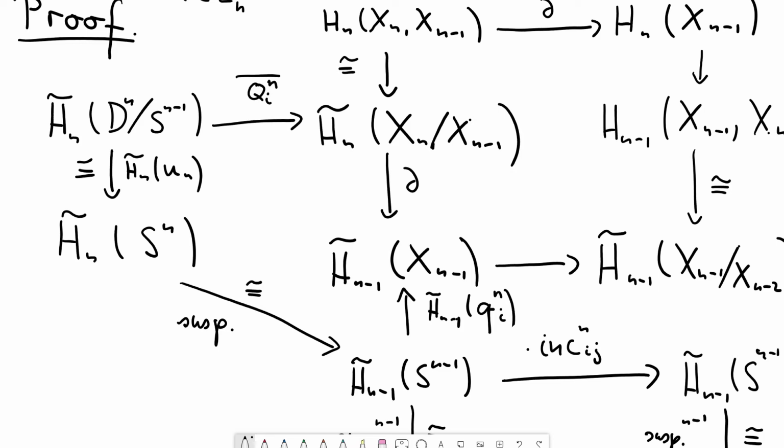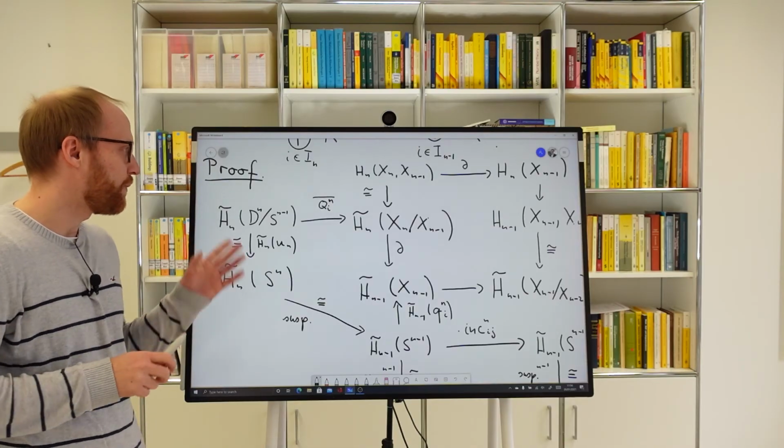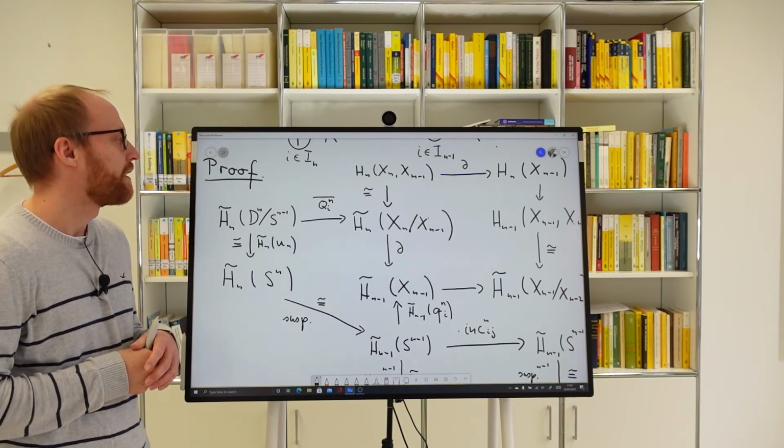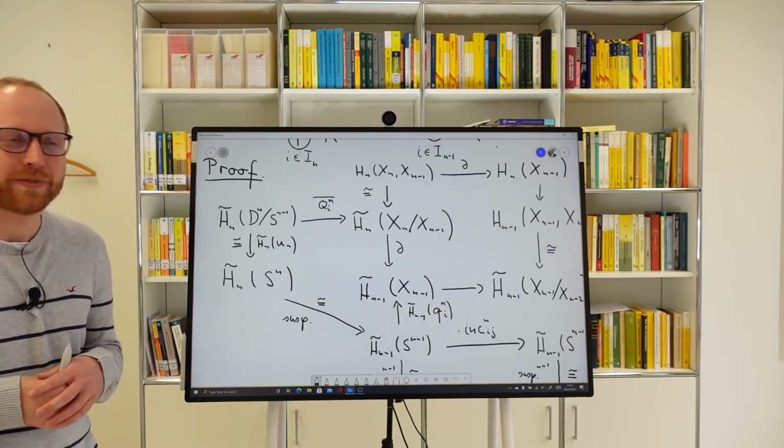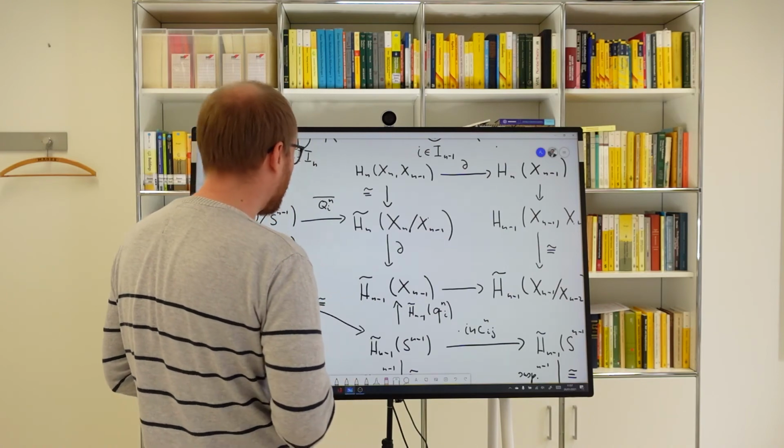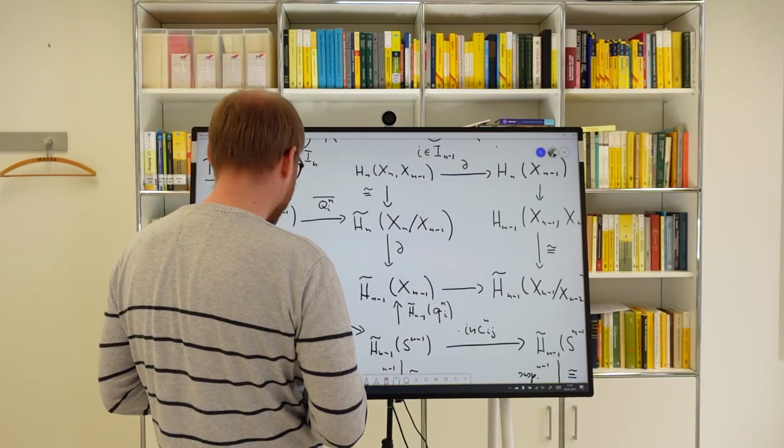So this is our lovely diagram. And now two things remain to be seen. First of all, why does it commute everywhere? And secondly, why does it prove what we want to prove? So let's first maybe treat the commutativity.